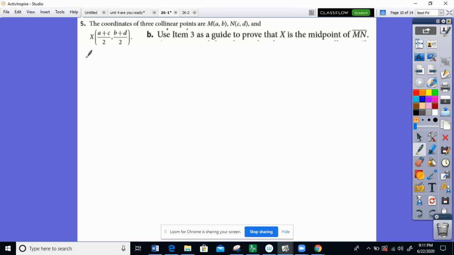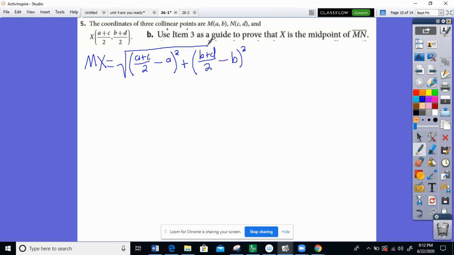So we're going to first work out the length of segment MX. We're going to do that with the distance formula. We're going to plug points X and M into the distance formula. I'm going to go ahead and put in the X coordinate for point X first. A plus C divided by 2 minus the X value for point M, A. The difference in the X values plus the difference in the Y values. And that needs to be squared.